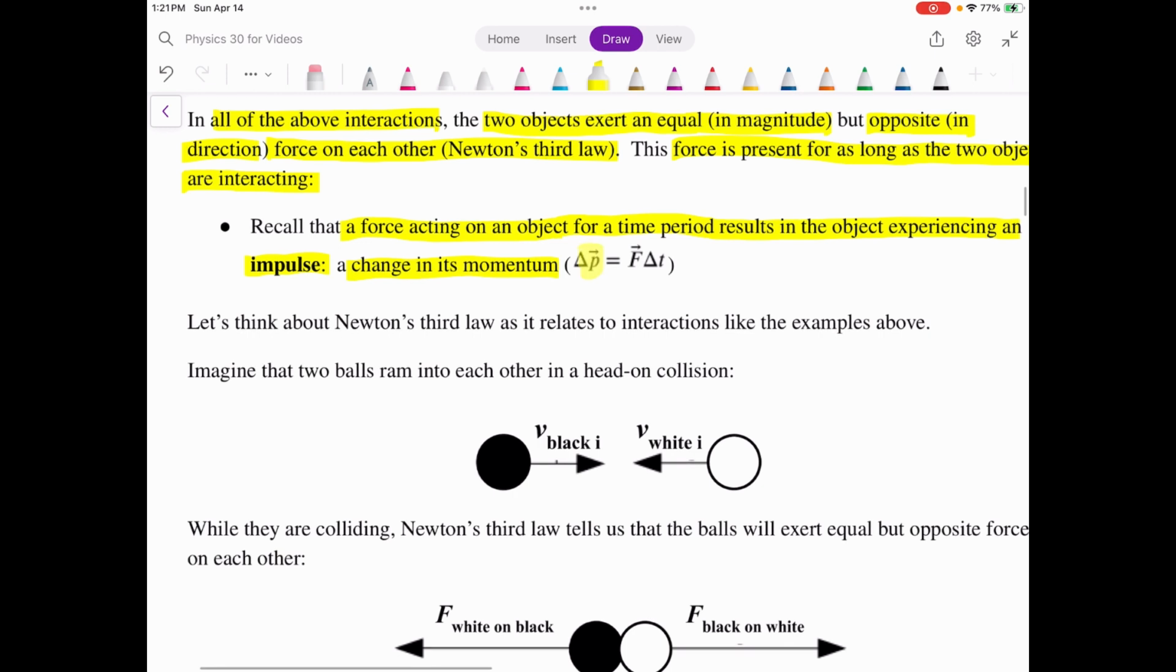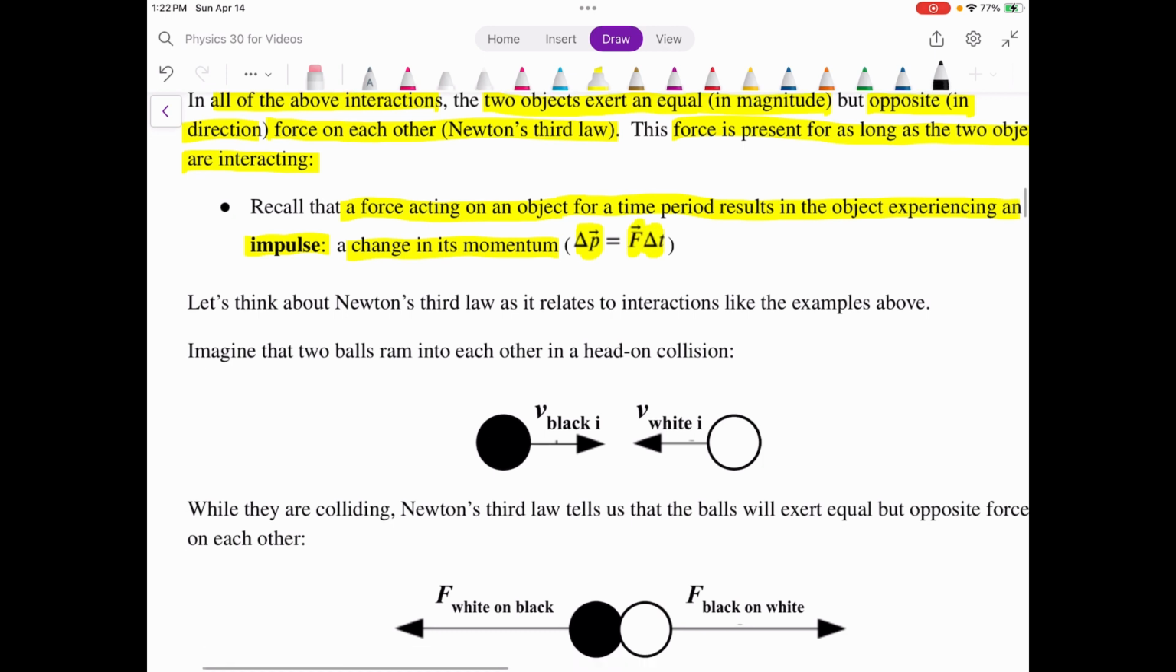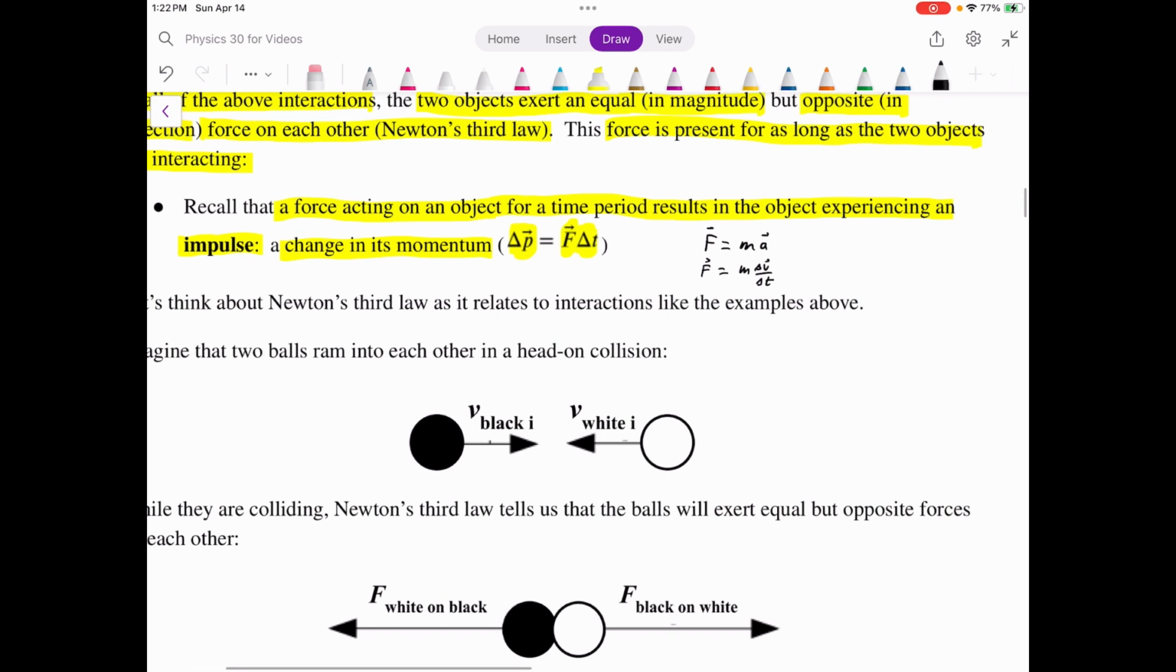A change in momentum, an impulse, will be equal to some force acting on it times the amount of time that force acted on it. And remember, this really just came from Newton's second law. We said that force equals mass times acceleration, but acceleration is just change in velocity over change in time. Rearranging that, multiplying both sides by time, we get that force times time is equal to mass times change in velocity. So this is just mass times velocity final minus mass times velocity initial. That's just the change in momentum, right? And so is this, the impulse.